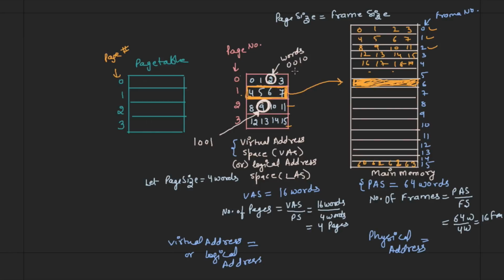I am using 4 bits to represent the address because in total we have 16 words. If I associate one binary combination with one word, then we are going to require at least 4 bits to represent all these 16 words, because with the help of 4 bits we can make 16 combinations.